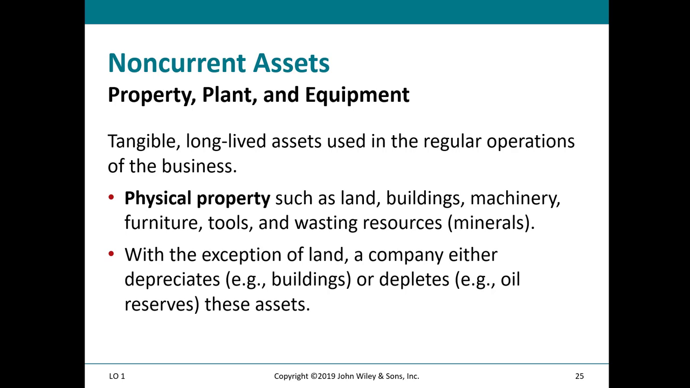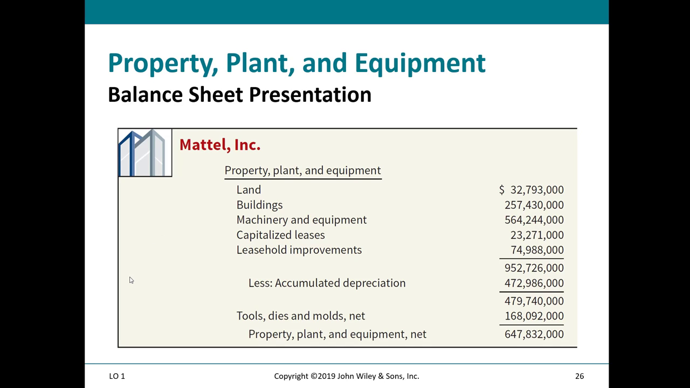In either case, you'll see either accumulated depreciation or accumulated depletion on either the balance sheet or contained in the notes to the financial statements. So this is what the property, plant, and equipment would look like on the balance sheet. This is the presentation where you show all of your property, plant, and equipment, subtract your accumulated depreciation to show the property, plant, and equipment net.